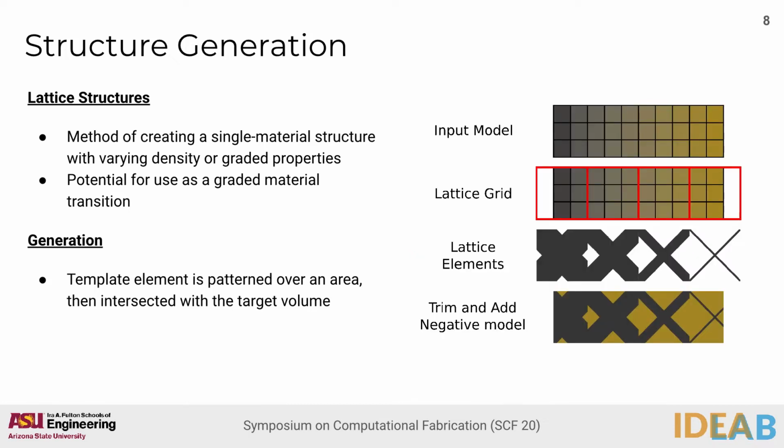To create a graded lattice structure, we first take a model and divide it into a grid of lattice element locations. We then create a series of lattice elements with varying member thickness based on the composition of material in each of these grid areas. We then use an intersection operation to trim this set of lattice elements to the shape of the original model. Finally, we find the negative of the model to get the model for the secondary material.